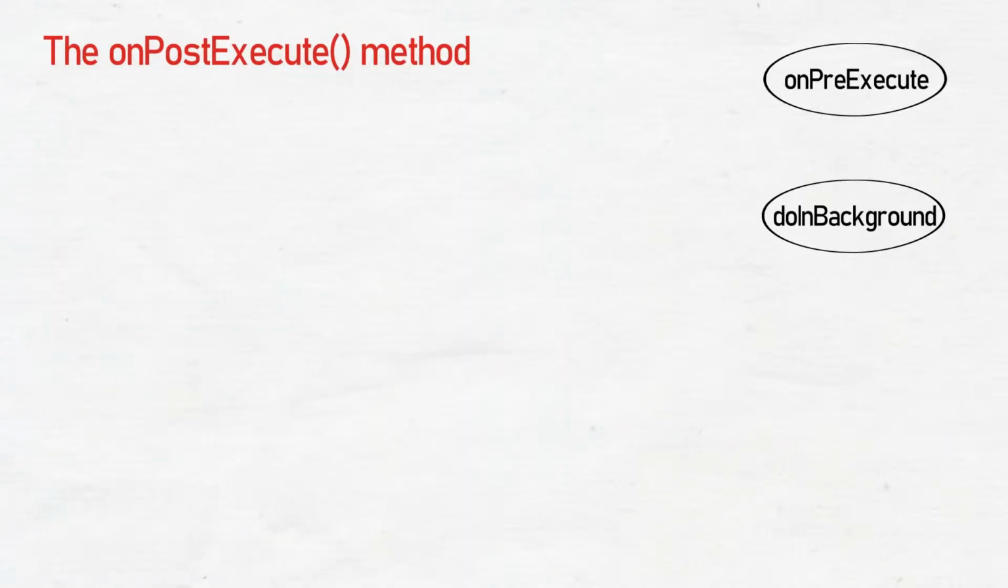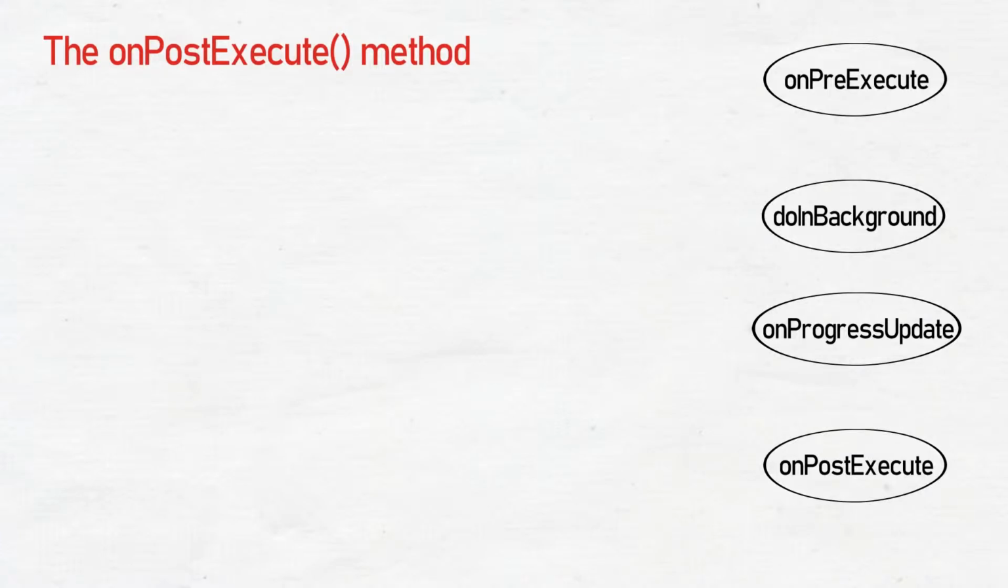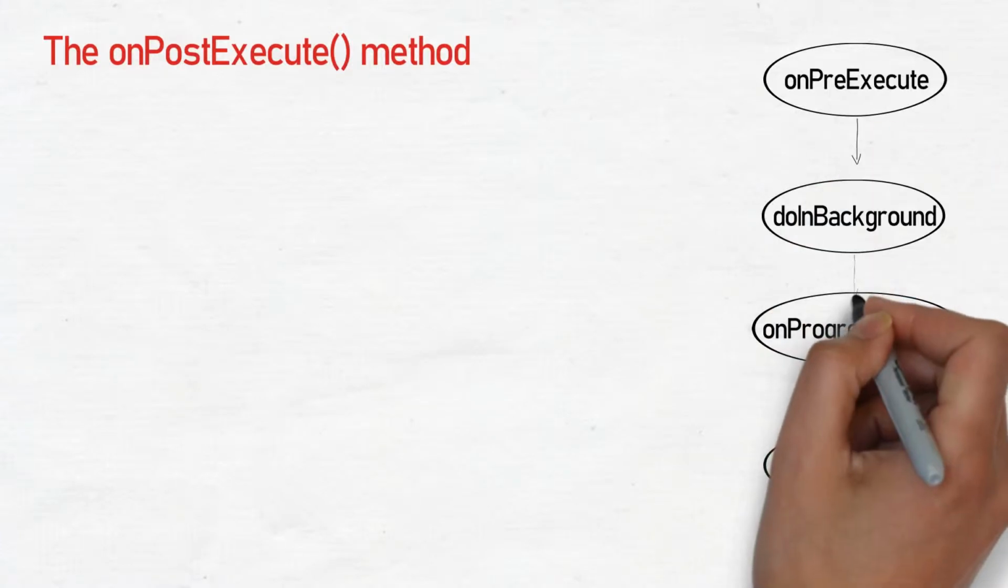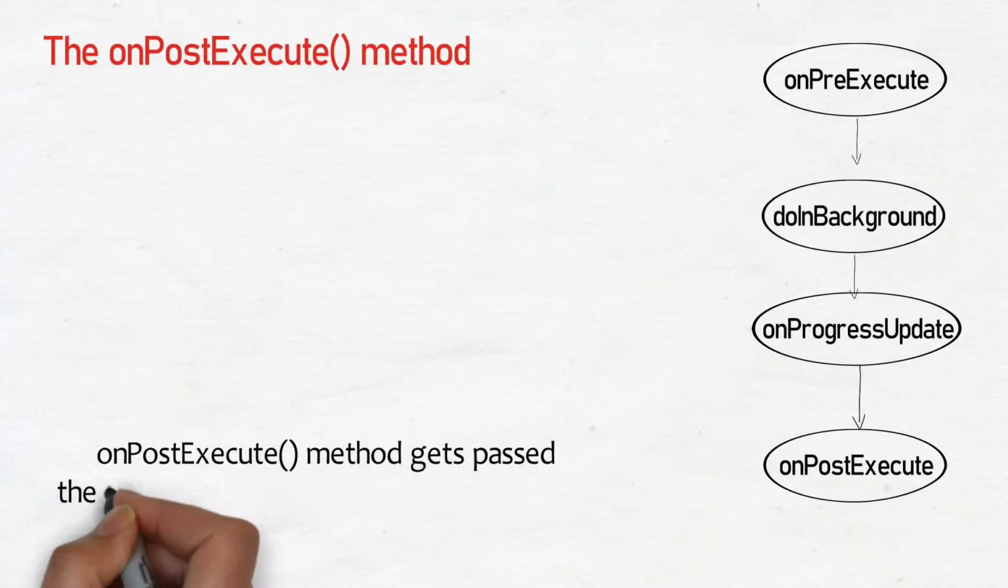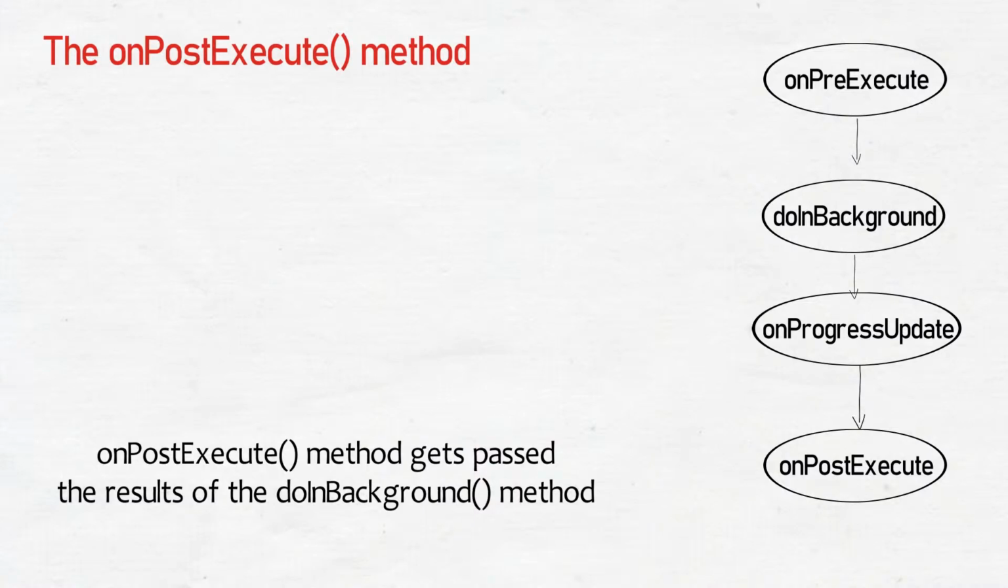The onPostExecute method is called after the background task has finished. It's called on the main event thread, so it has access to views in the user interface. You can use this method to present the results of the task to the user. The onPostExecute method gets passed the results of the doInBackground method, so it must take parameters that match the doInBackground return type.